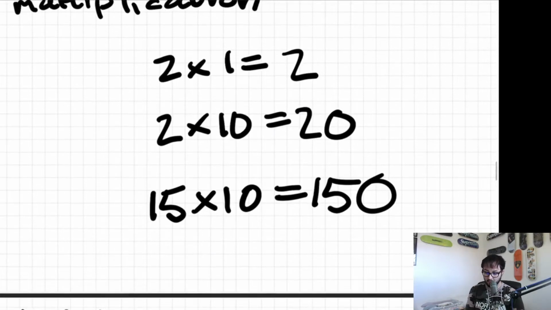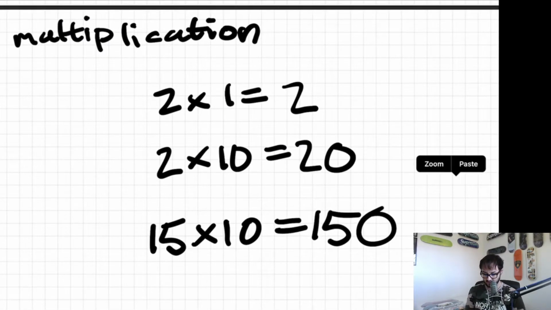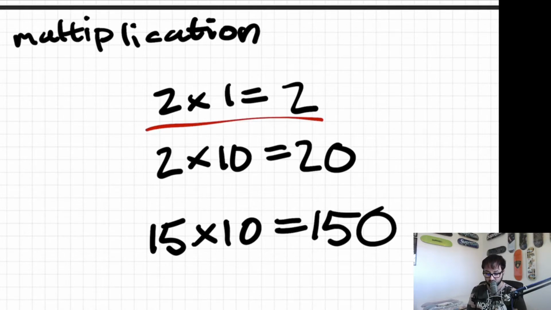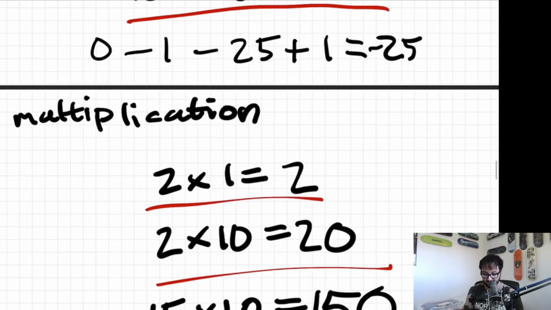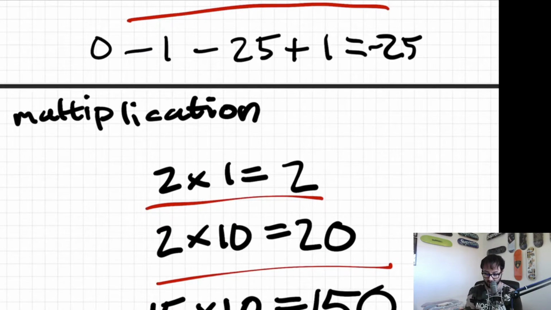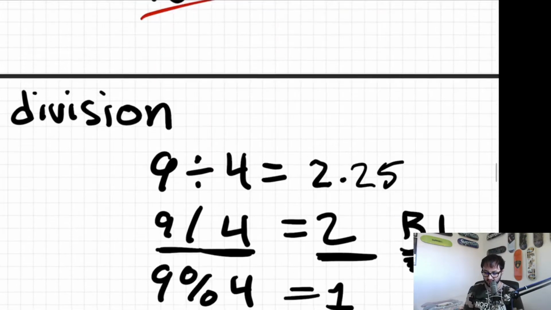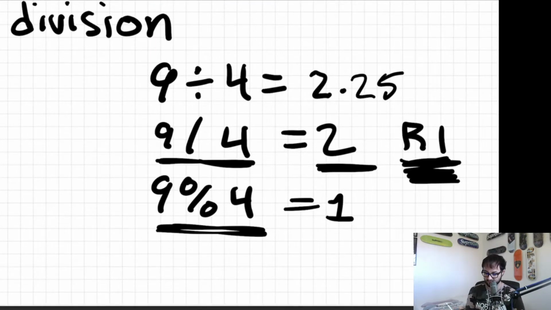You get things like multiplication, which is going to be pretty standard, where you get things like 2 times 1 is 2, 2 times 10 is 20, 15 times 10 is 150. And just as before, you could add in like a times 0 here, and it would be the same because of precedence, but we'll talk about precedence in a little bit. But then division's where things start to get really interesting.